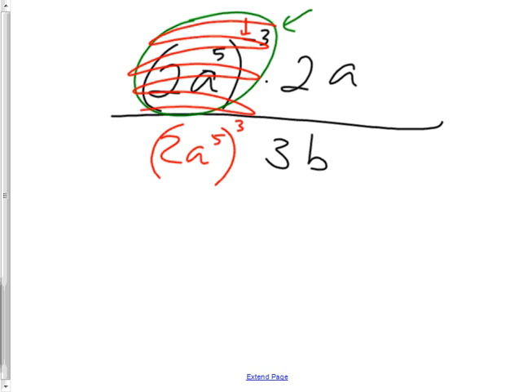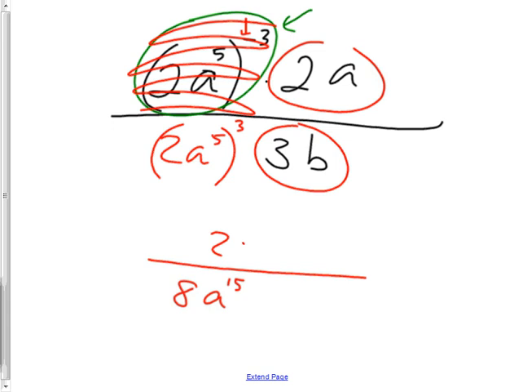It's not negative anymore. So now I need to do my 2 to the 3rd. My 2 to the 3rd is an 8. My a to the 5th to the 3rd is an a to the 15th. And then I rewrite in my other stuff. This and this can go back where they were. 2a on top, 3b on the bottom. So all I did was move this stuff to the bottom and then actually do the powers. 2 to the third and then a to the fifth to the third.